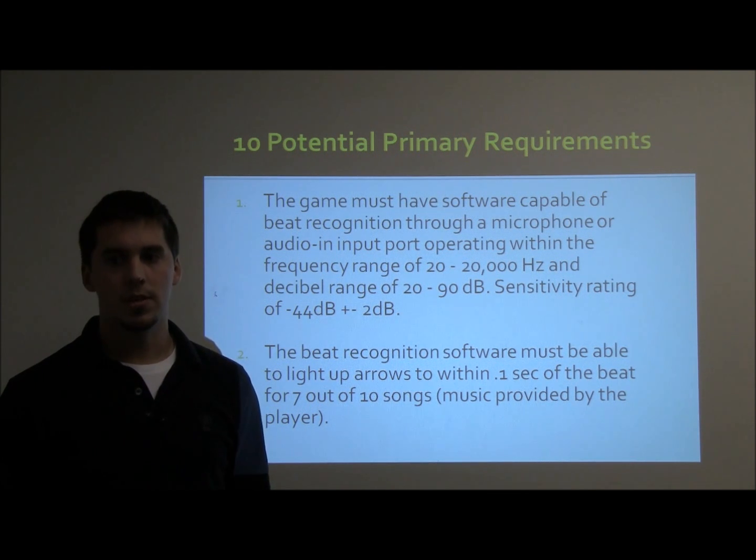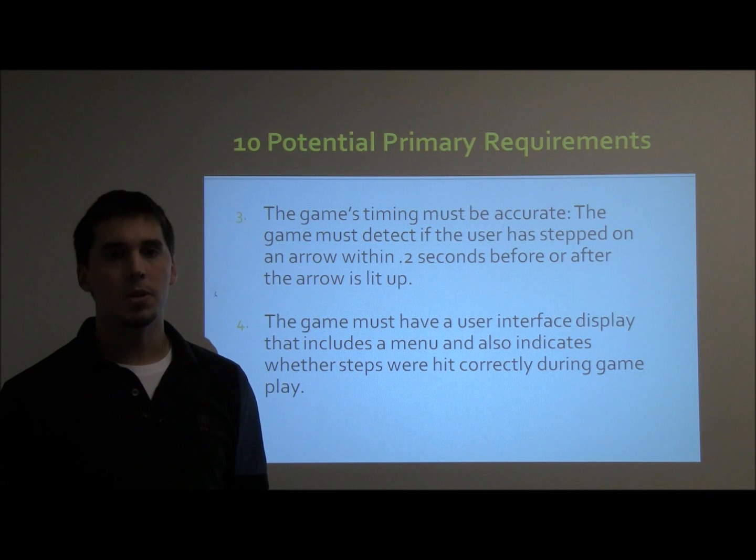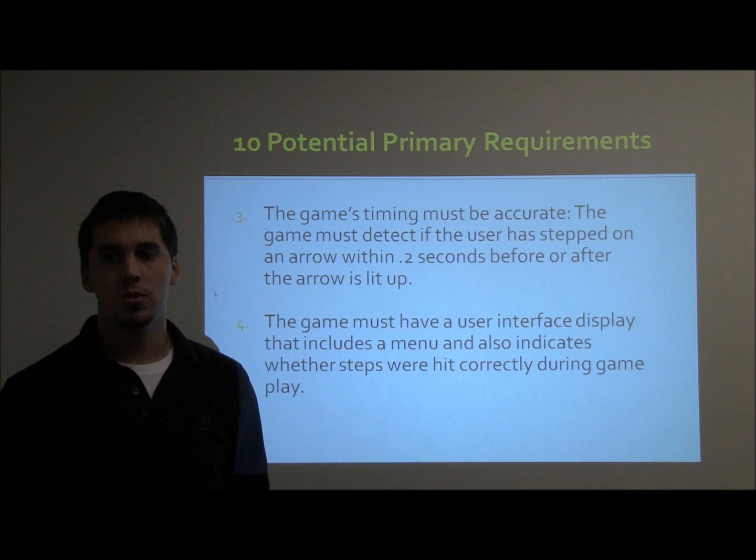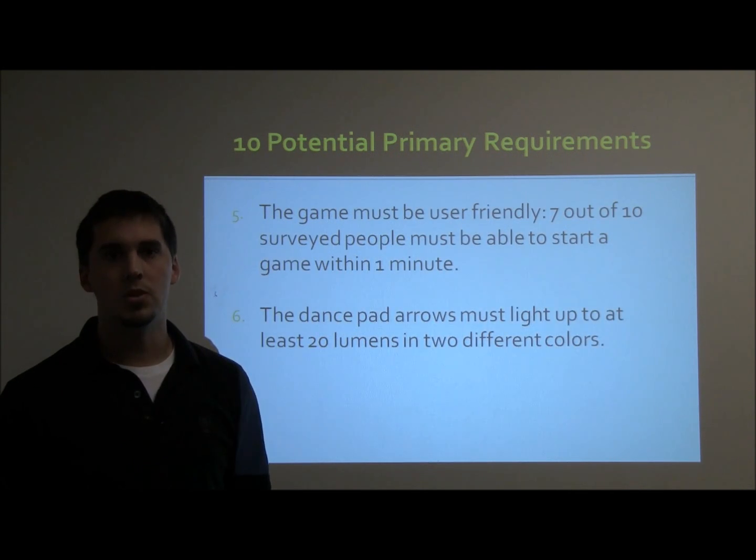The beat recognition software must be able to light up arrows within 0.1 second of the beat for 7 out of 10 user-supplied songs. The game timing must also be accurate. The game must detect if the user has stepped on an arrow within 0.2 seconds before or after the beat, and the arrow is lit up. The game must also have a user interface display that includes a menu and also indicates whether steps were hit correctly during gameplay.